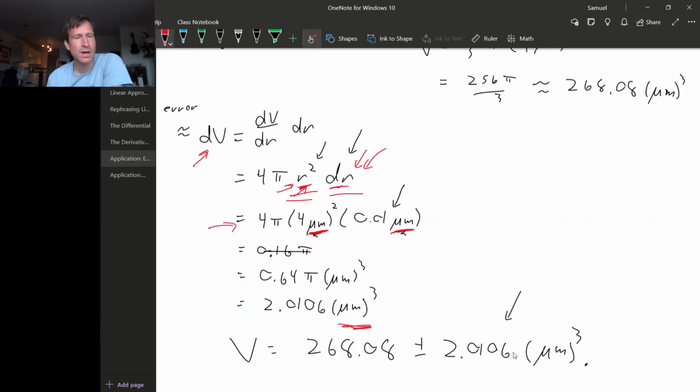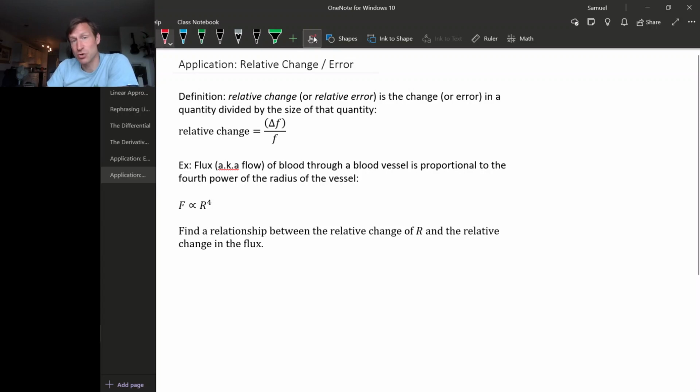There's another variation on error, and that is, sometimes it makes more sense to measure error compared to the size of a thing, and that's called relative change or relative error. So if we have some quantity f, the relative change in f is delta f over f, so the change in the thing divided by the thing itself. Of course, if we're talking about small changes, then we can approximate delta f with df, so df over f. So we can calculate relative changes by calculating a differential divided by the original thing.